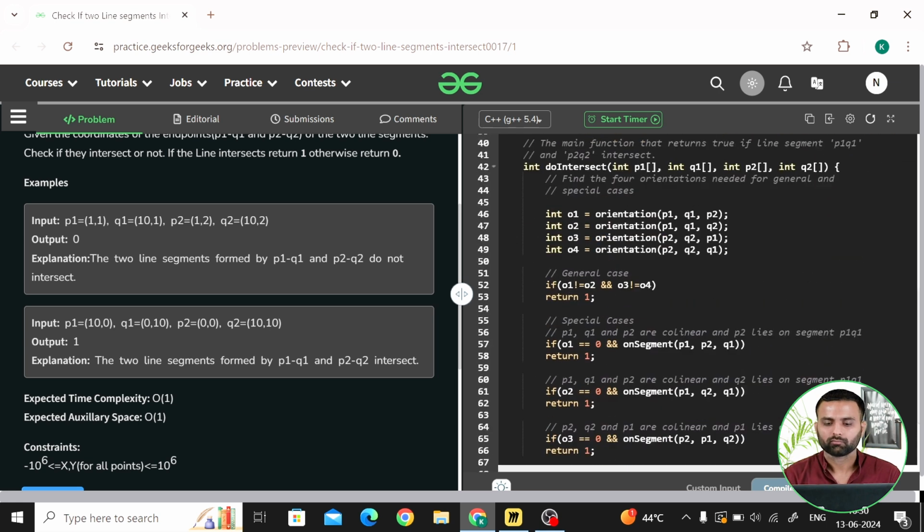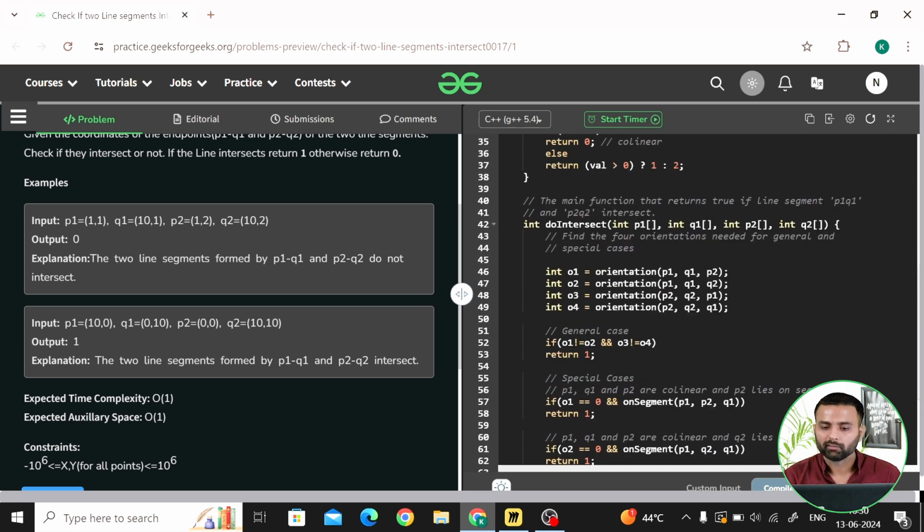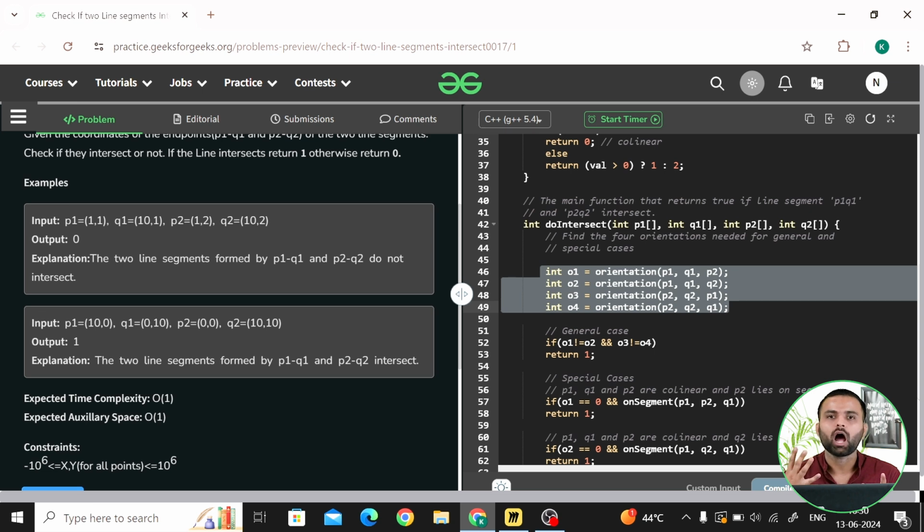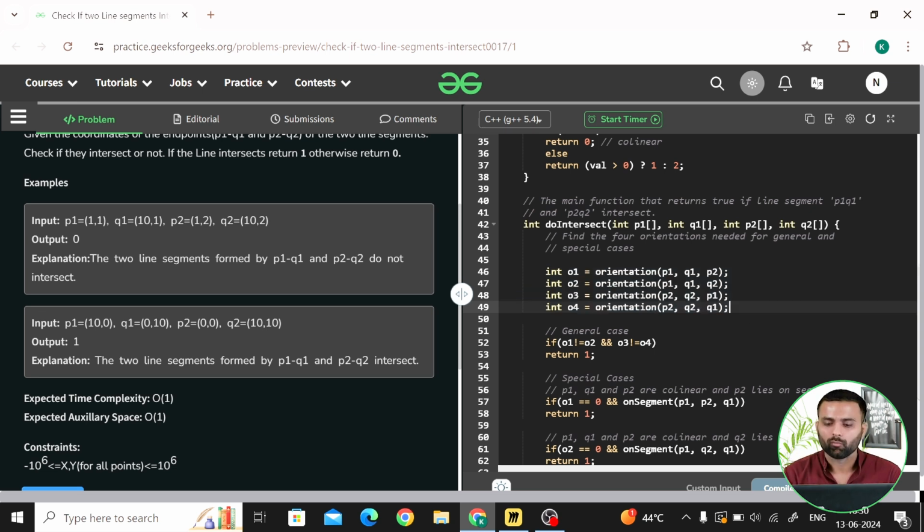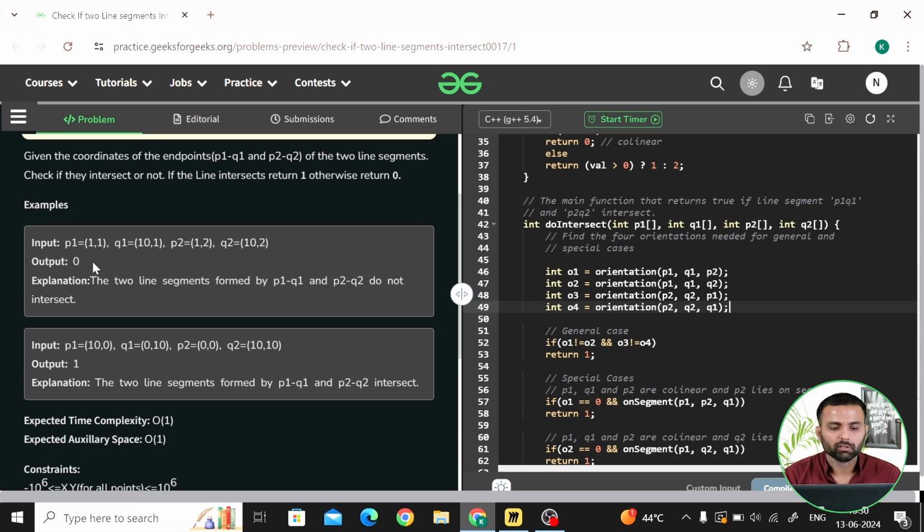So here in the first case, that is my main function. What I'm doing is I make O1, O2, O3, O4. Those four are the values where I am calculating the orientation. If you see here, our P1, P2 and Q1, Q2 will be in pairs, so here it represents the array. I just get the values with index 0 and 1. Here I am passing P1, P1, Q1. That will be the first line segment.